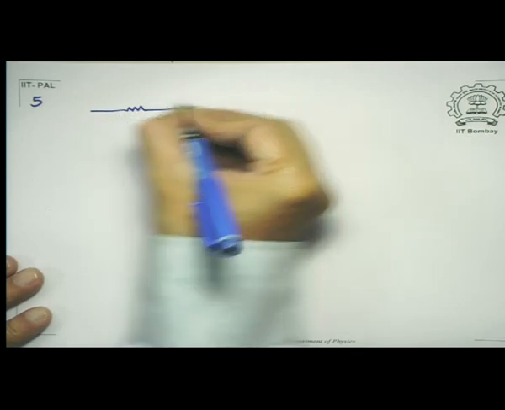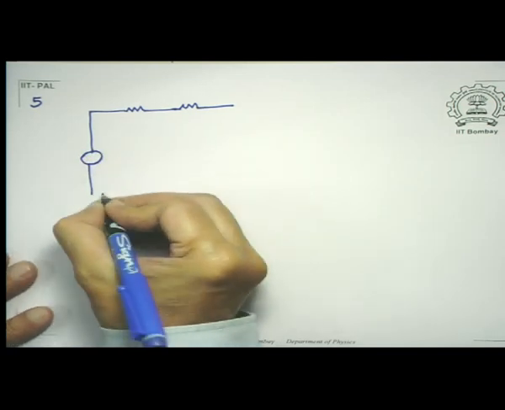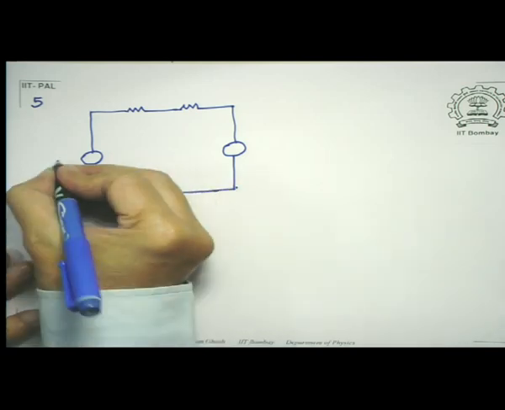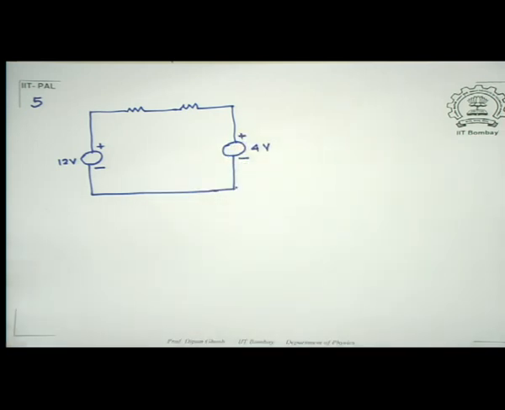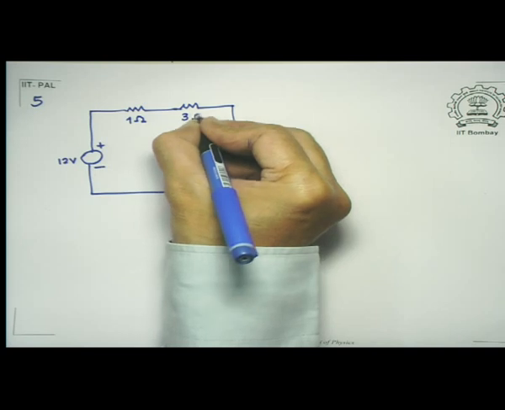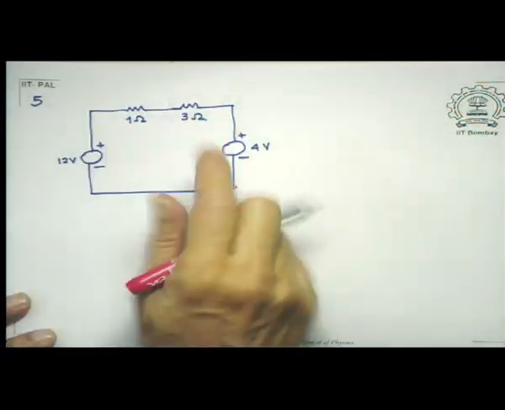So let us start with a simple problem. Supposing this is 12 volts, this is plus, this is minus, this is 4 volts, this is plus, this is minus. This is a 1 ohm resistance. This is a 3 ohm resistance. Now, what do I do? See, the thing is this. This circuit doesn't have any junction rule. It's the simplest circuit you can think of.